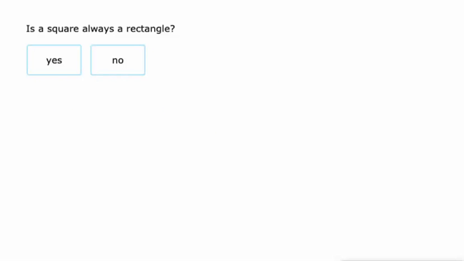Is a square always a rectangle? Yes, it is, because a square will always have four right angles, and that's the only definition of a rectangle. Now, if it was the other way around, a rectangle is always a square? No, a rectangle is sometimes a square, but not always.